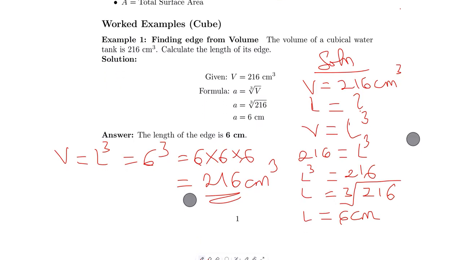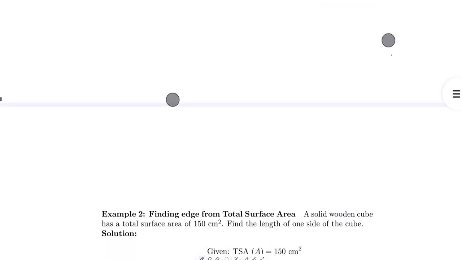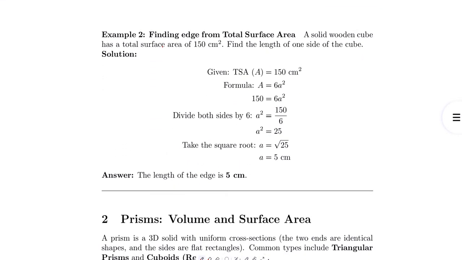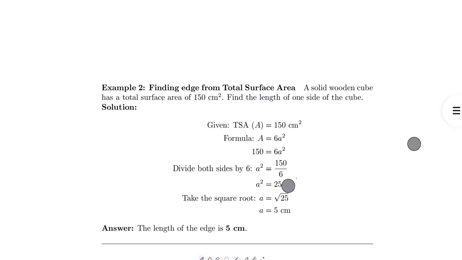All right. So now let's look at another example when we have total surface area. A solid wooden cube has a total surface area of 150 centimeter square. Find the length of one side. How am I going to do that? Very simple also. I have the total surface area to be 150 centimeter square.